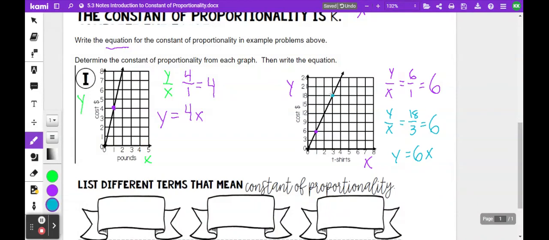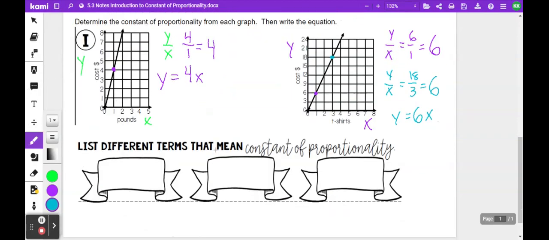So also, if you look on this example, I just wanted to show you that it doesn't matter what point you pick, as long as you pick a perfect point where it crosses over, you're going to get the same answer when you divide, because we can tell right away that this is a proportional relationship because it's a straight line and it goes through 0, so we should get the same number every time we divide.